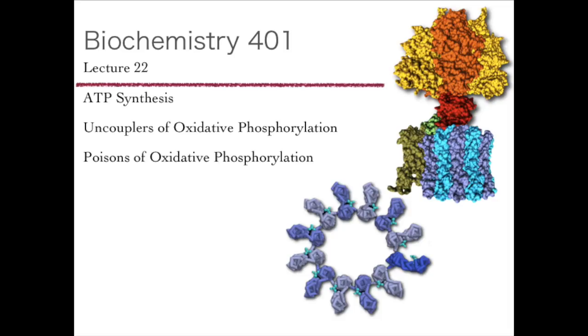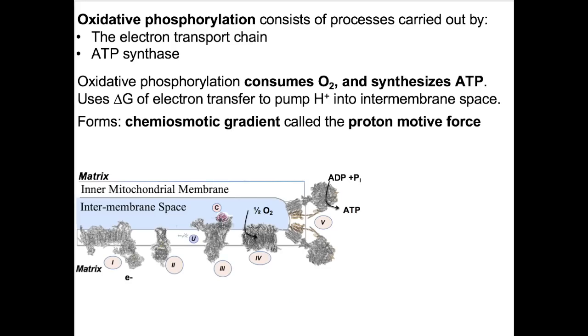Biochemistry 401, Lecture 22. Today we're going to talk about ATP synthesis, uncouplers of oxidative phosphorylation, and the poisons that affect oxidative phosphorylation. Oxidative phosphorylation consists of processes that are carried out by the electron transport chain, which we saw in the last lecture, and also ATP synthase. These processes of oxidative phosphorylation consume oxygen and synthesize ATP.